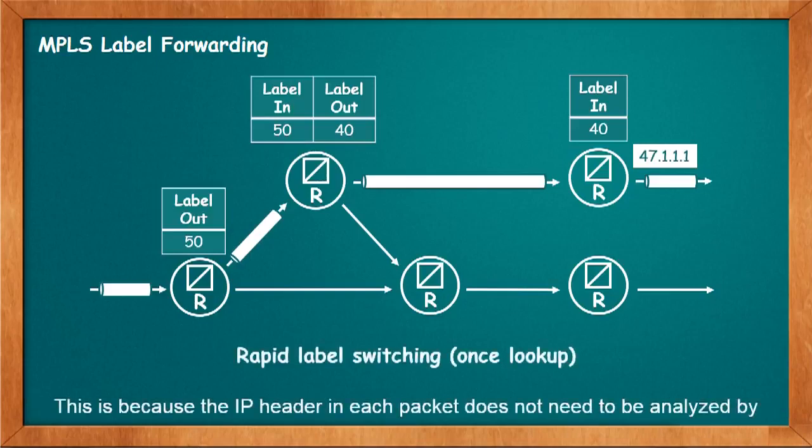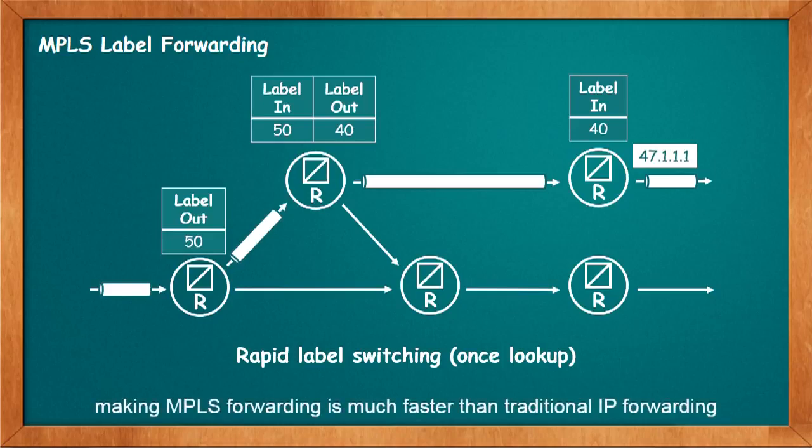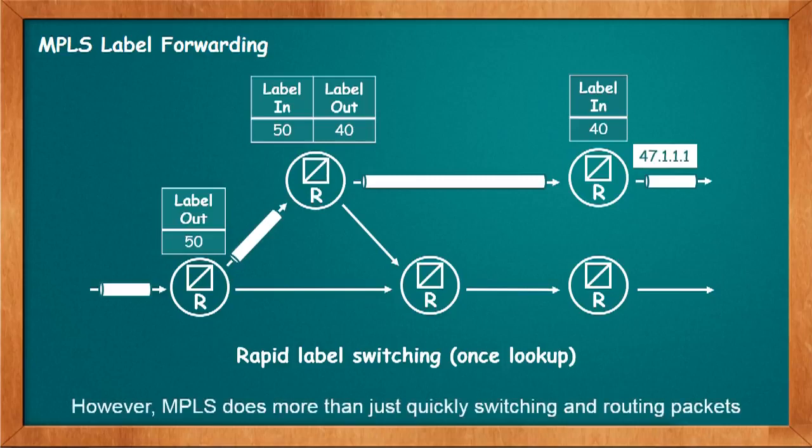This is because the IP header in each packet does not need to be analyzed by any hops on the MPLS network except the network edge nodes, making MPLS forwarding much faster than traditional IP forwarding. However, MPLS does more than just quickly switching and routing packets.